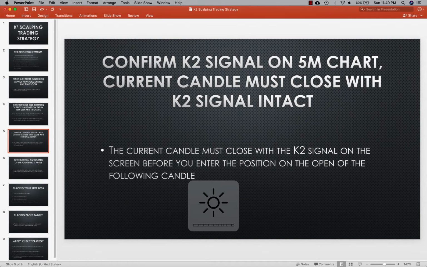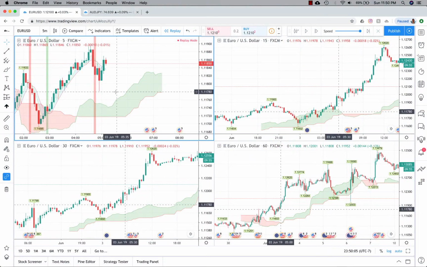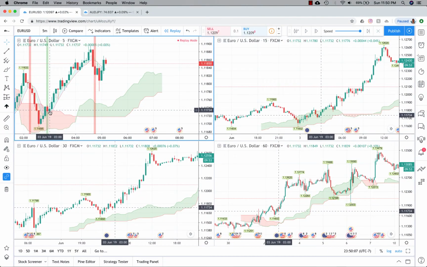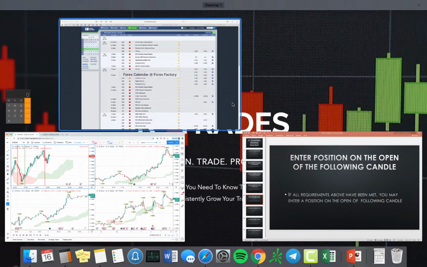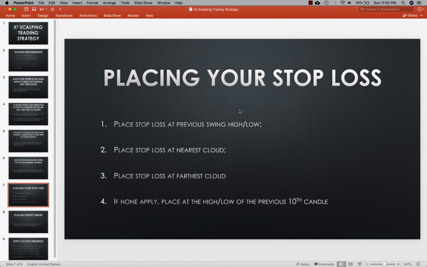Alright, so once all of those three requirements are met, you can enter your position on the open of the following candle, just like I showed you over here. So if you saw the signal, you would have entered right on the open of this one. And then after you do that, you can place your stop loss at the previous swing high or swing low, depending if it's a buy or sell position.